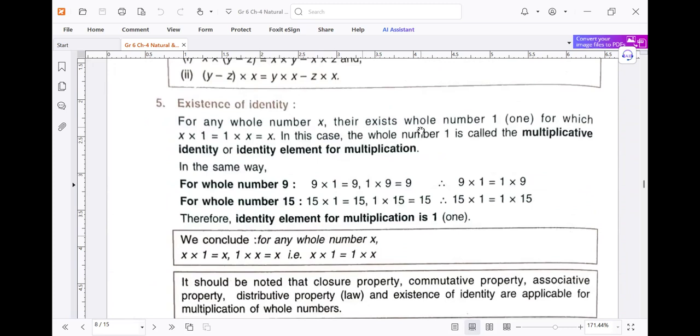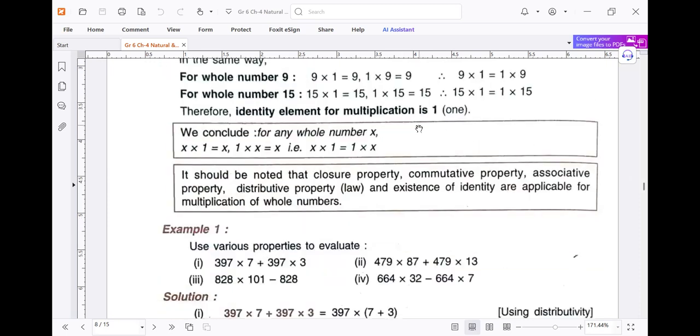There exists a whole number 1 for which x multiplied by 1, or 1 multiplied by x, is equal to x. In this case, the whole number 1 is called the multiplicative identity, or identity element of multiplication. In the same way, for the whole number 9, 9 into 1 or 1 into 9 is equal to 9. Clear? Yes. The same holds for 15. The identity element is 1.